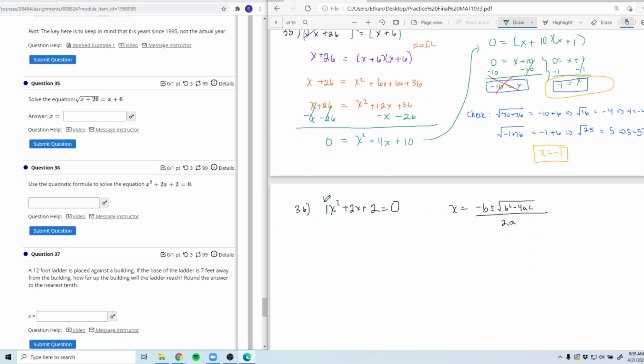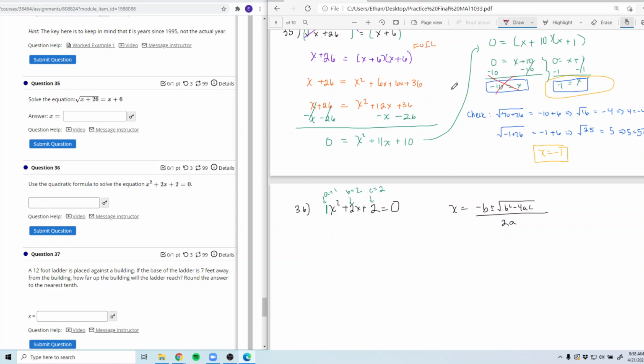X squared is being multiplied by 1, which is a. X is being multiplied by 2, which is b. And the number by itself is also 2, that's c. Now do remember that if there are minus signs here, then you include them. So if this was minus 2, c would be negative 2. It's not, but I just wanted to throw that in there.